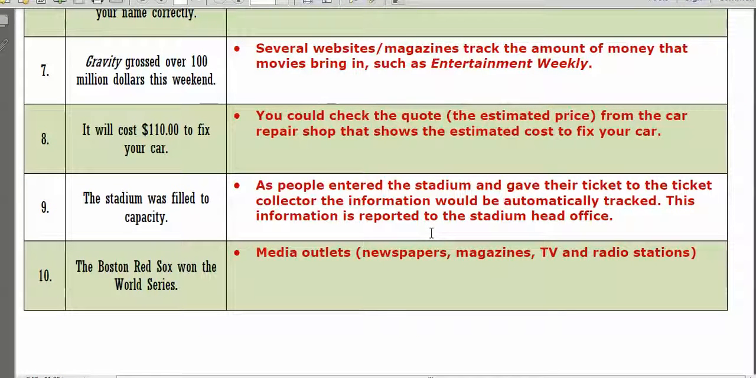Media outlets are great. The newspaper, magazines, TVs, and radio stations could be great ways to verify information.